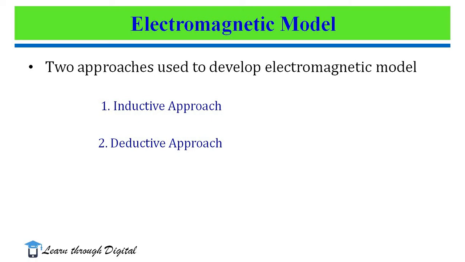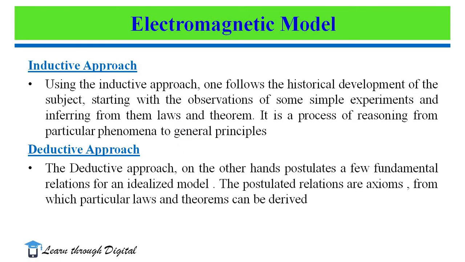Generally, there are two approaches used to develop an electromagnetic model: inductive approach and deductive approach. We will discuss them one by one. Let's see what is the inductive approach. Using the inductive approach, one follows the historical development of the subject, starting with the observations of some simple experiments and inferring from them laws and theorems. It is a process of reasoning from particular phenomena to general principles.